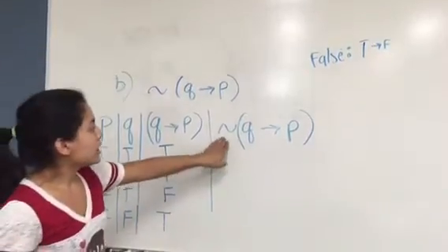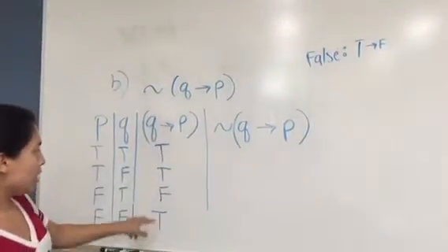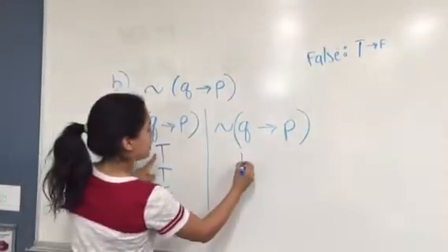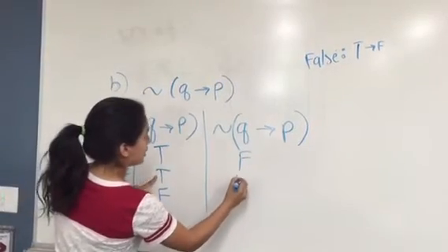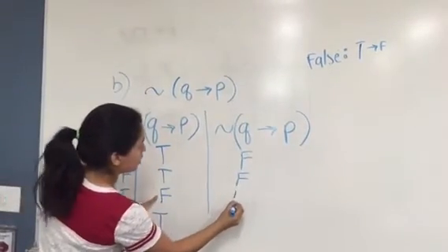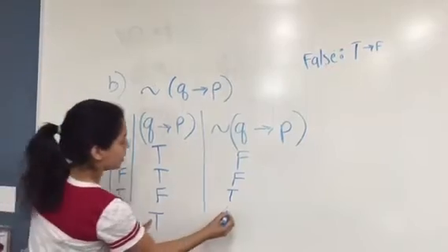Now, let's look at the negation, so the opposite of this column. So for your true, you're going to get a false. True, you're going to get a false. False, you're going to get a true. And true, you're going to get a false.